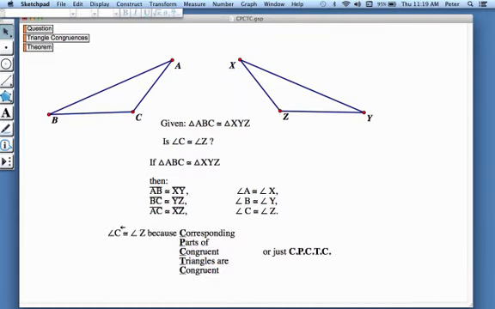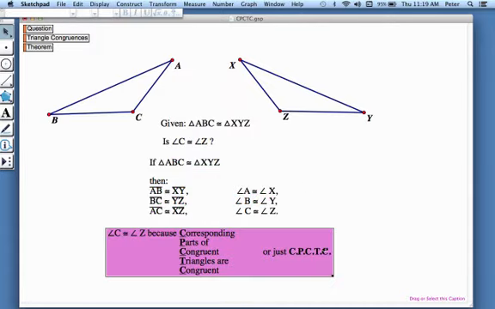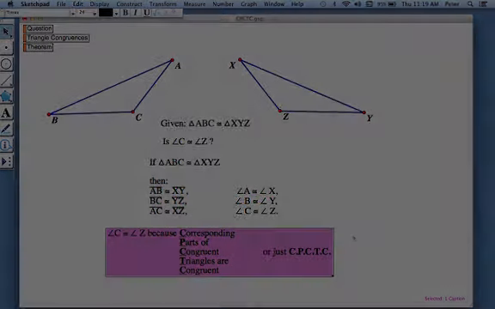We know that angle C would be congruent to angle Z because corresponding parts of congruent triangles are congruent, or we just write CPCTC. That means anytime you prove two triangles congruent, any of the 6 parts of the triangles can also be shown to be congruent by this new theorem, CPCTC.